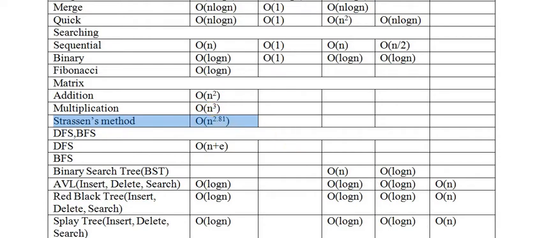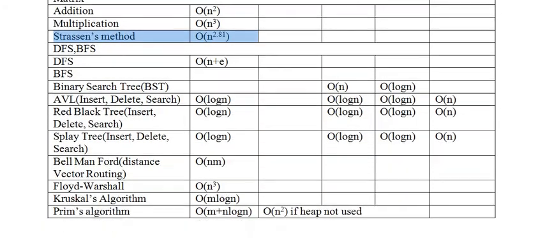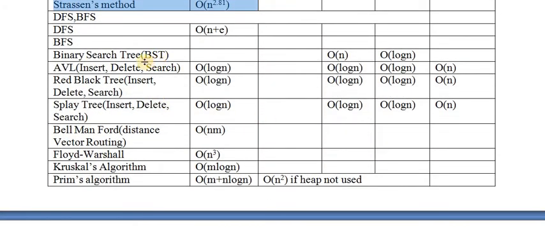Okay, and like that, the time complexity for BFS and DFS is big O of the number of vertices plus the number of edges. And if you are going for a binary search tree, then its time complexity for the worst case is big O of n. Binary search tree, AVL tree, red-black tree, and even splay tree are all special kinds of trees. For insertion, deletion and search, it is O(log n) for all of them.